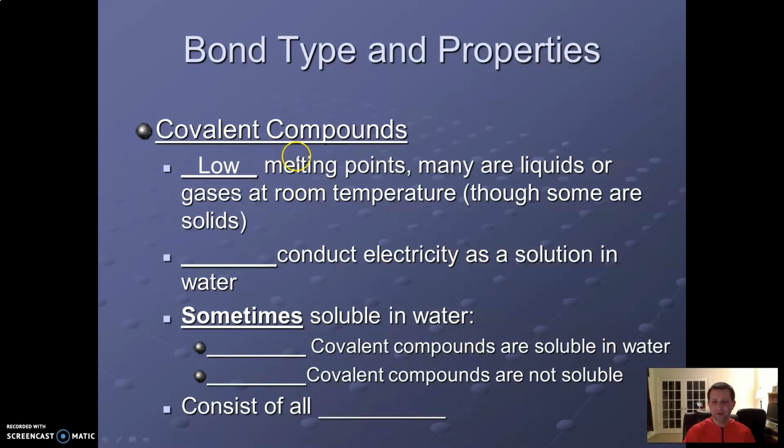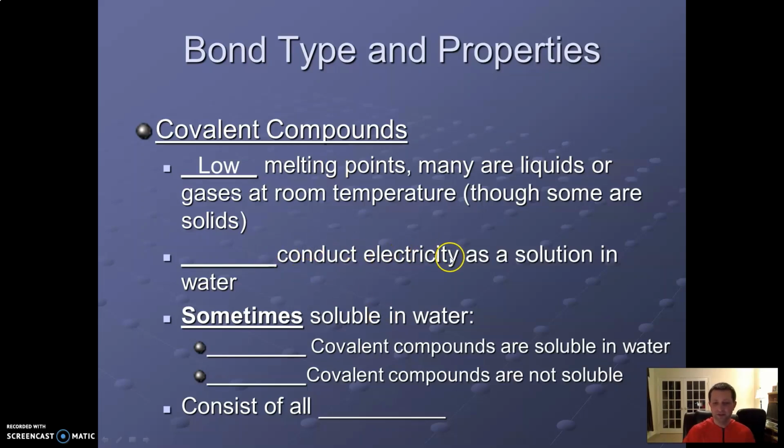So obviously water and carbon dioxide have very low melting points. Now not all covalent compounds do, but the vast majority do have low melting points. Many are liquid or gas at room temperature. Some are solids. Okay, there are always exceptions here. Like sugar. Sugar is a covalent compound, and of course sugar is a solid at room temperature. But a lot of them are liquids or gases, and the two I'm asking you to think about, water and carbon dioxide, follow that trend.